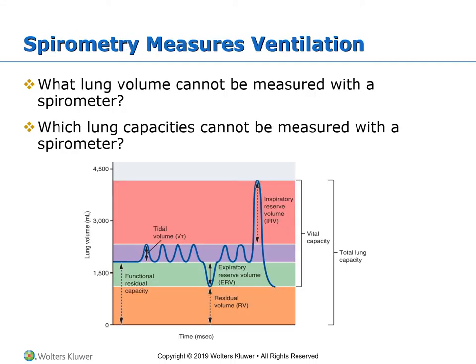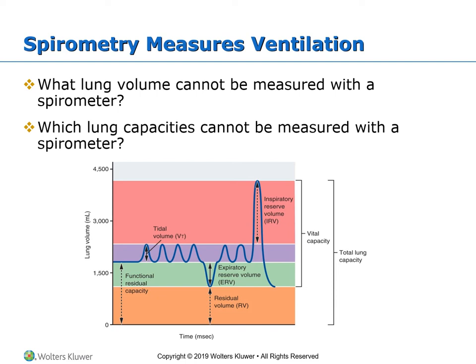A way to examine and evaluate the efficiency, the effectiveness of ventilation in a patient is by using an instrument called a spirometer. The spirometer has a mouthpiece that is connected to the patient's mouth, and the patient will perform certain inspiration or expiration activities based on what we are asking them to do, while the machine is registering the volumes that are inhaled and exhaled by the patient.